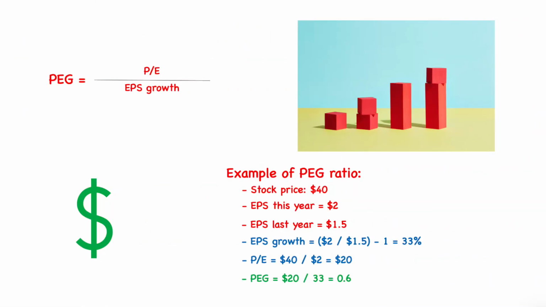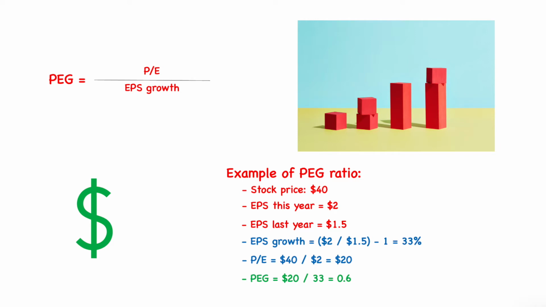The PEG ratio is calculated by dividing the PE ratio by the growth rate of its earnings for a specified time period. The PE ratio is the price to earnings. If you don't know what it is or how to calculate it, make sure to check my video on it.